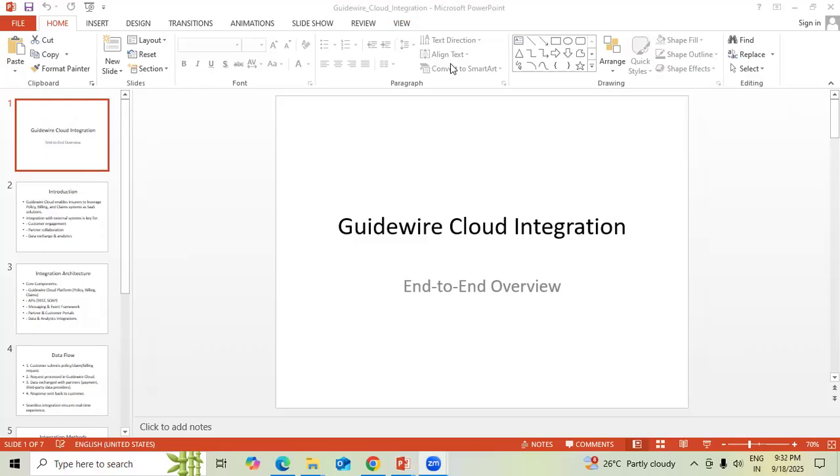Right. So this is about the Guidewire cloud integration. This is an end-to-end understanding of Guidewire cloud integration, majorly for new learners, not for people who are planning to go for the Guidewire integration side. To have a basic and standard understanding of Guidewire cloud integration, this session is all about that.